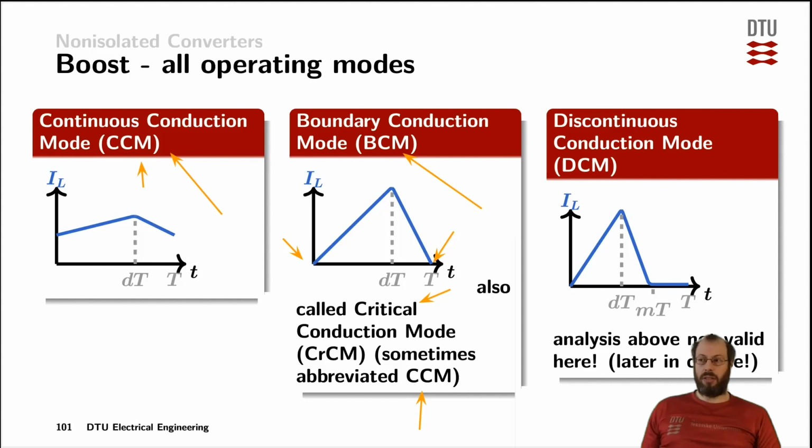Furthermore, there is the discontinuous conduction mode, or DCM, which means that the inductor current reaches the 0 level before the period is over and stays approximately 0 for the rest of the period. Now, the mathematical analysis that we have just conducted on the boost converter is not valid in this mode anymore, but we will very soon in this course have a look at what's going on in a boost converter and also in a buck converter in discontinuous conduction mode.